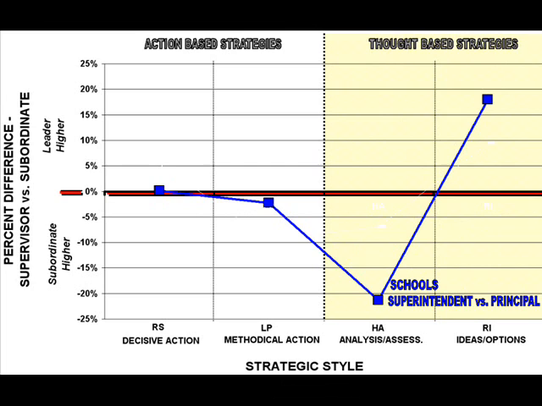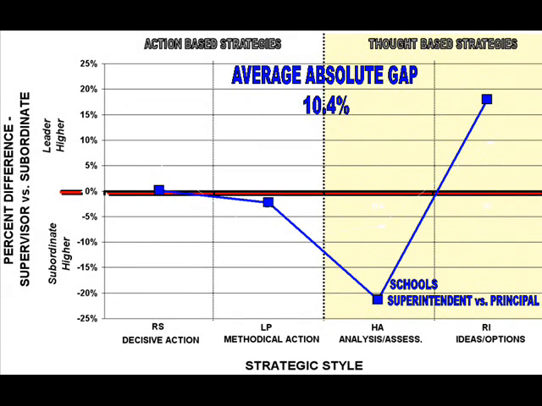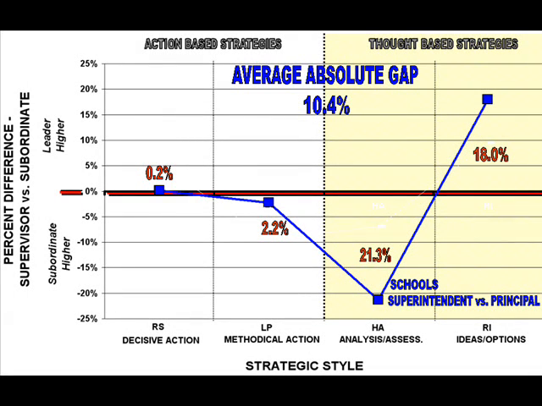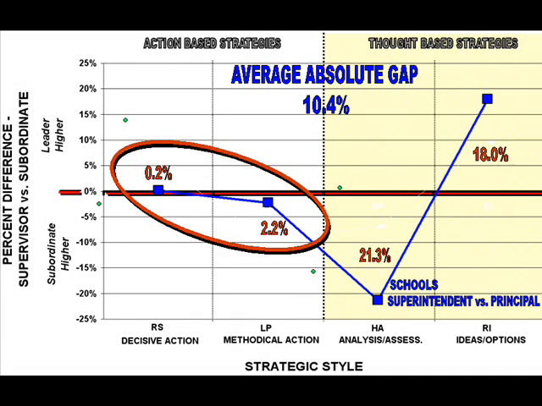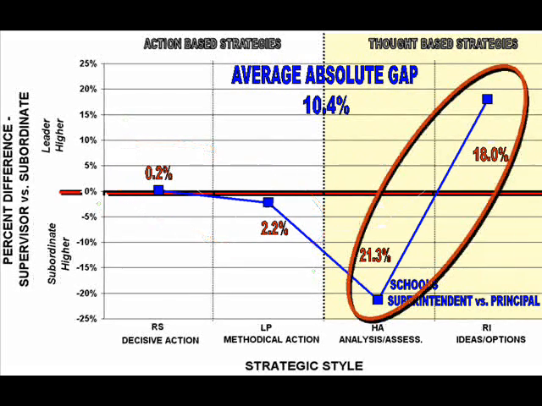This chart shows the difference in the average scores between superintendents and principals. The overall difference with corporations is not great, 10.4% for schools versus 7.8% for corporations. But look at what happens when we take the average apart. There is practically no difference in the action-oriented styles of the decisive RS or the methodical LP. Principals and superintendents are just reflecting, not enhancing, each other's view in this action-oriented dimension.